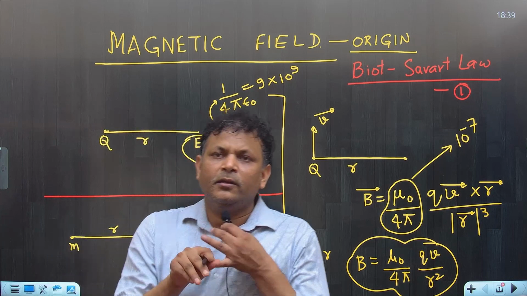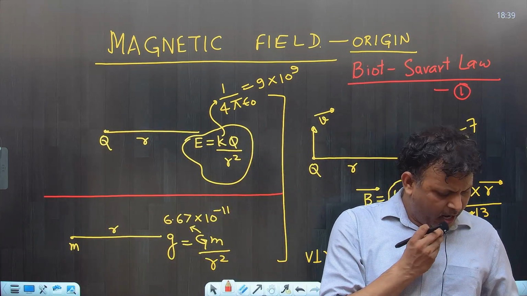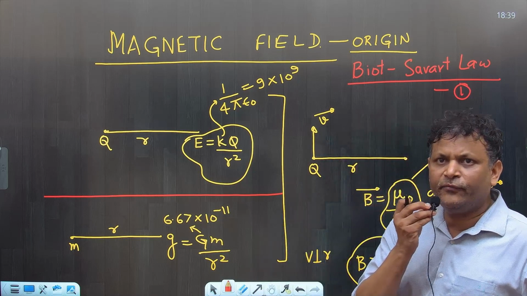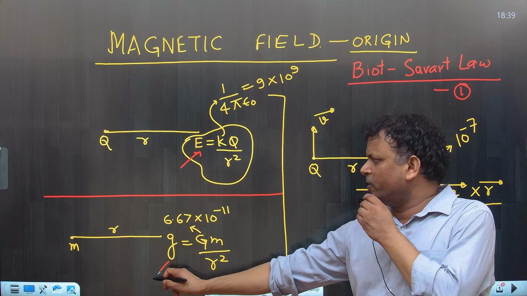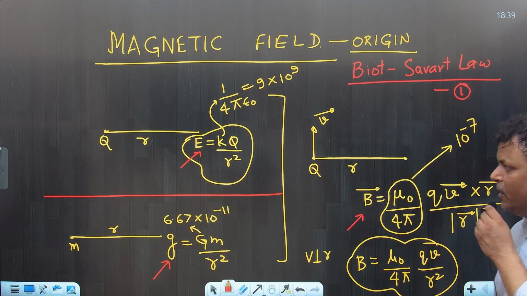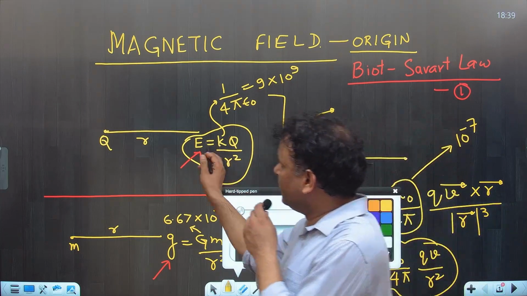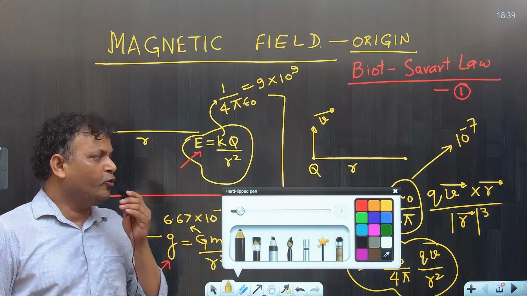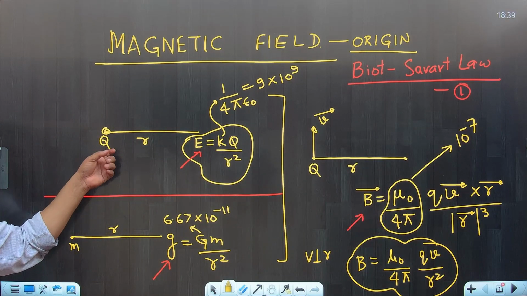So today we are going to discuss the origin of magnetic field. As you know, there are three fields: one is the electric field, another is the gravitational field, and the new one is the magnetic field. As you know, the electric field can be produced due to the presence of a charge.